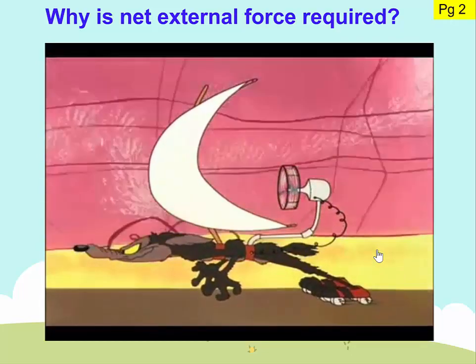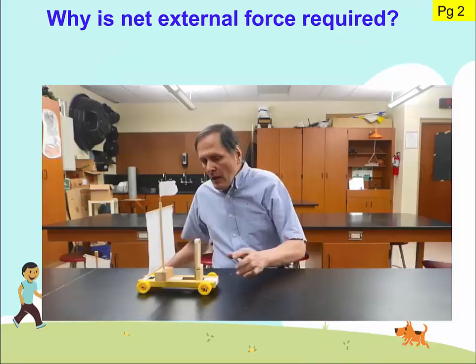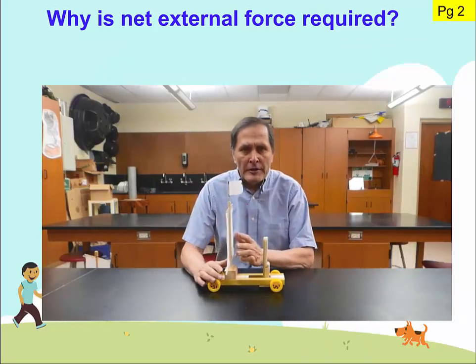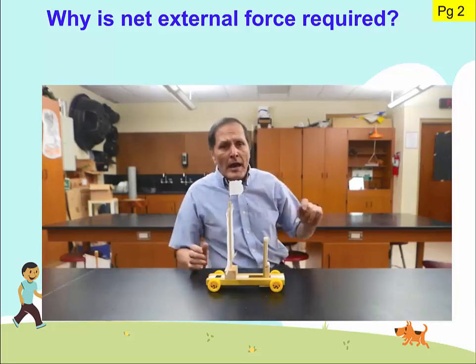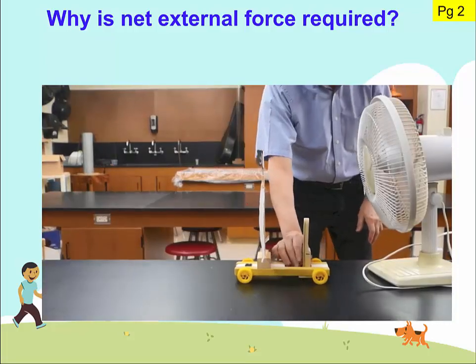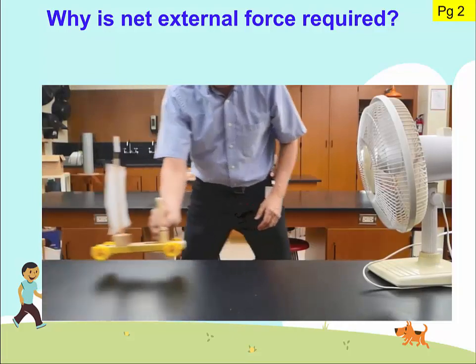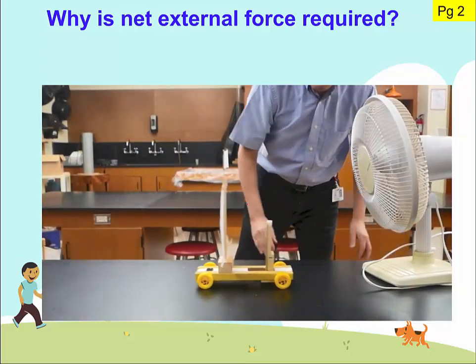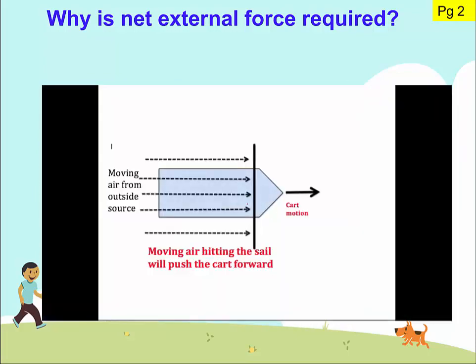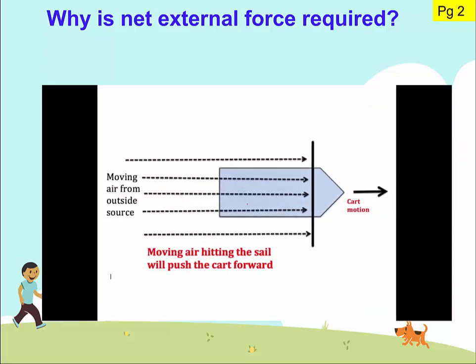When we watch this cartoon, we actually do not think much about physics, isn't it? Is it possible that the coyote moves due to the fan? Let's carry out an experiment to find that out. This cart has a sail on it, and if it's hit by outside air, well, let's see what happens. The moving air simply hits the sail and pushes the cart forward.